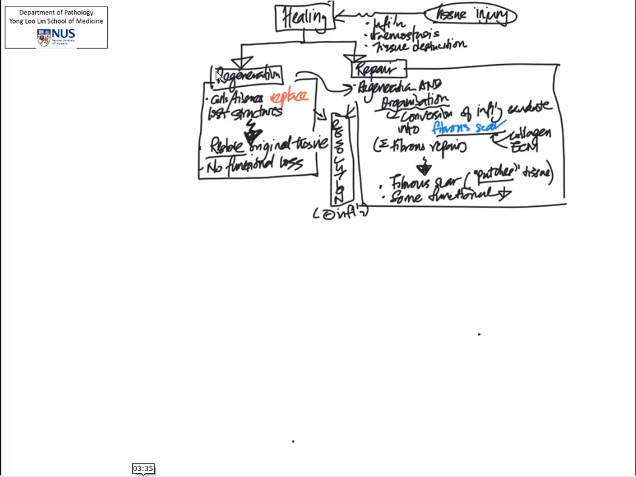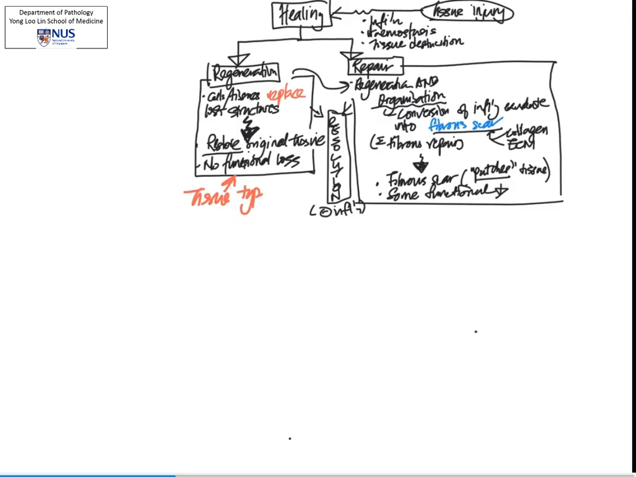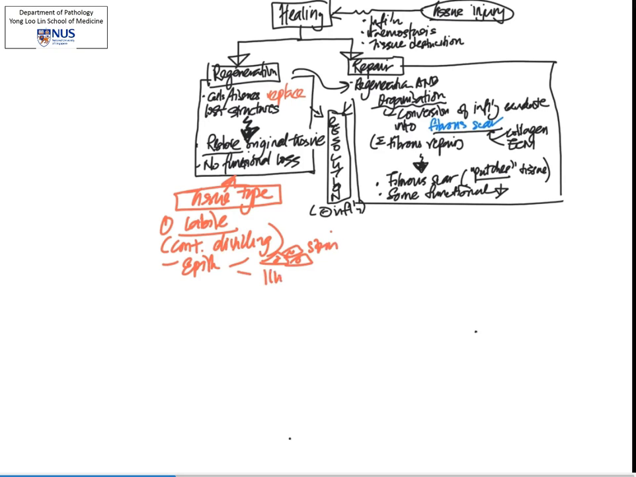Now, what are some of the factors that affect regeneration versus repair? The tissue type is very important in this respect, so the type of tissue that is damaged or injured. Tissues that heal by regeneration are usually labile tissues, or what we call continuously dividing cells. Examples would include epithelium, such as the stratified squamous epithelium in the epidermis of the skin, as well as columnar lined mucosa, for example, that which is lining the gastrointestinal tract. Another example would be hematopoietic tissue, such as that seen in the bone marrow. Now, these usually will regenerate because of the growth of stem cells.